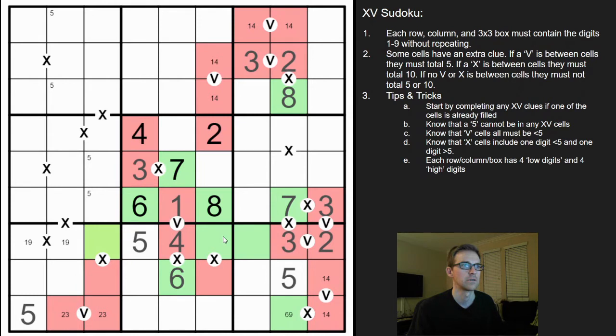6, 7, 8, right? So this is a 6, 7, 8, and we already have a 6 in that box and an 8 below it. That must be a 7. Oops, hitting the wrong keys here. That's a 7. This is 6 or 8. That's a 6 or 8. Because this is a 7, this must be a 3.